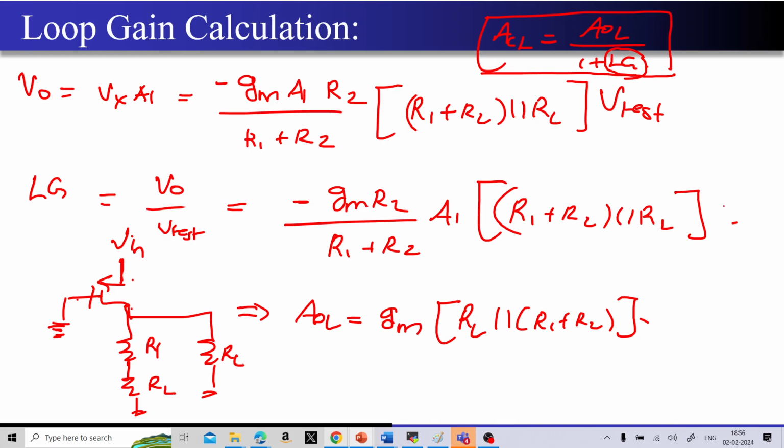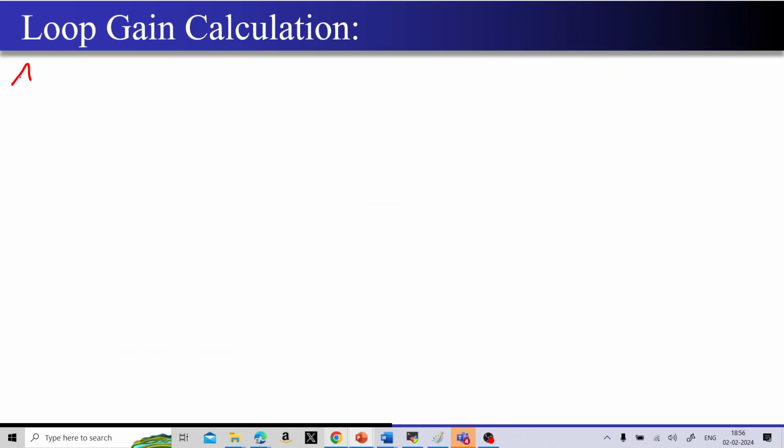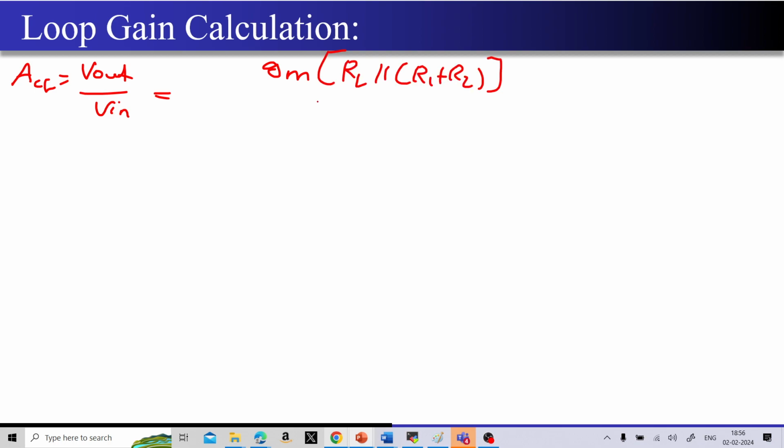Correct? I have the loop gain with me, and I have the open loop gain of the system as well. Can I substitute A and B in the equation number C to find out the closed loop gain or not? We can definitely do that, and this is the exact step that we are going to do. So if I calculate the closed loop gain of the system, that is V out by V in, the open loop gain is GM into RL parallel R1 plus R2, correct, upon 1 plus loop gain.